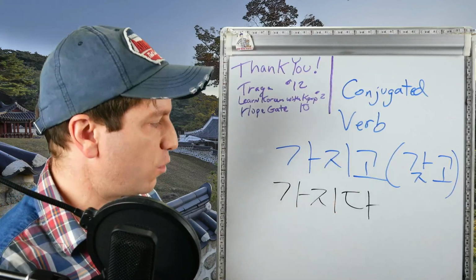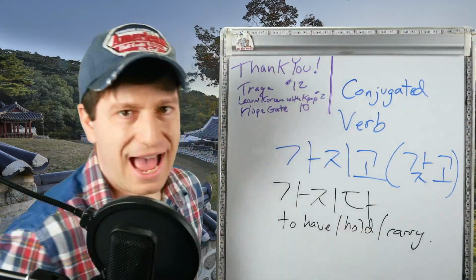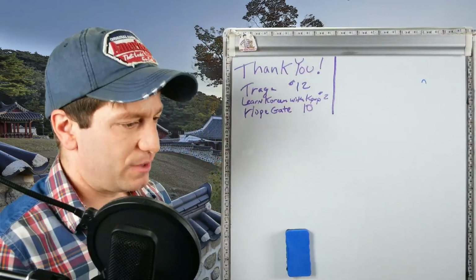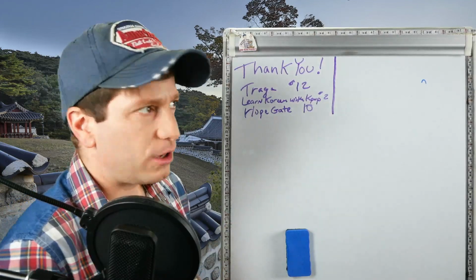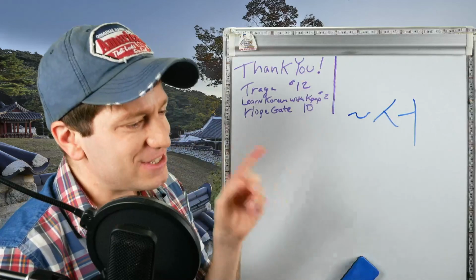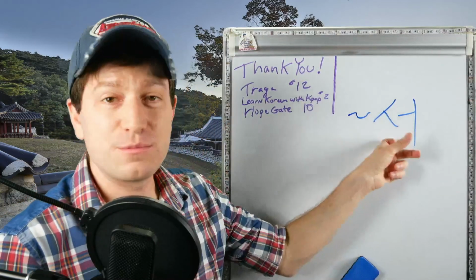This part, 가지고, comes from the verb 가지다, and it's used to say to have or to hold or to carry something. So what is this form? This form is used overall in the same way as this form, but it's only used in the same way as this form in two of this form's uses.